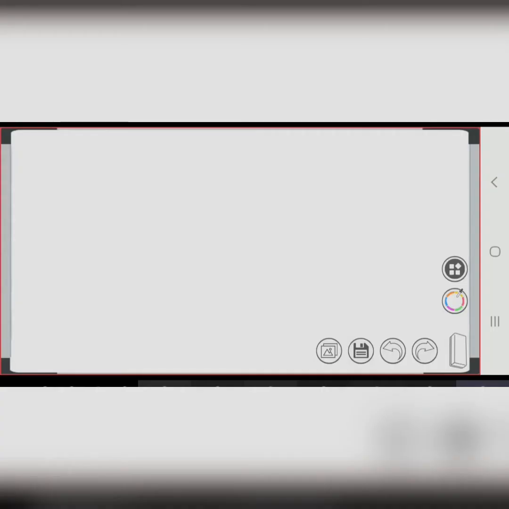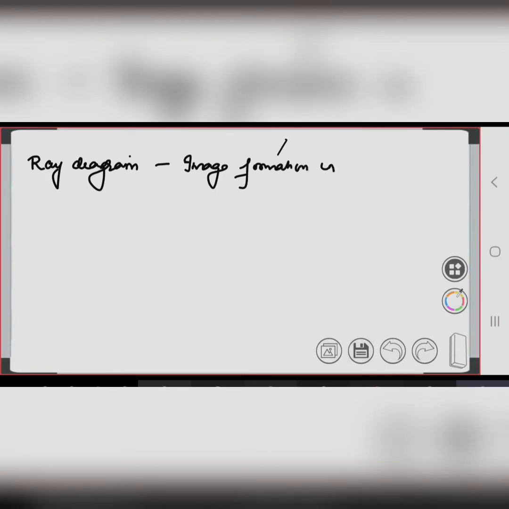Whenever you are drawing the ray diagram, first let us draw the surface from which the reflection will take place. Okay, so let's draw the surface. So we are learning ray diagram for image formation in a plane mirror.